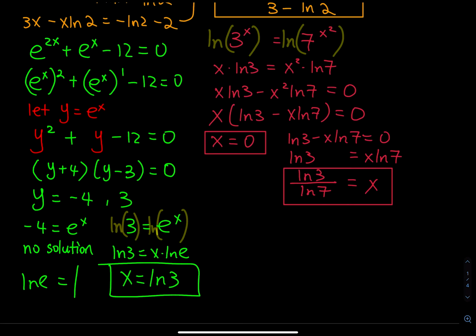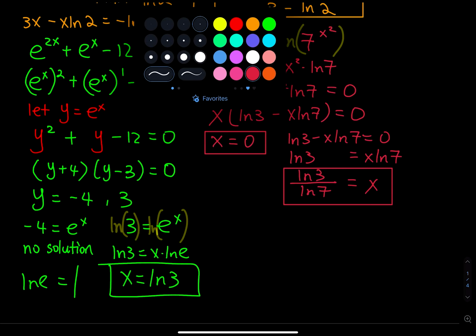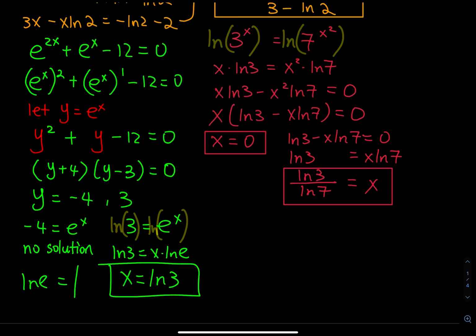Let's do the last one. The last one, what color should I use? Let's use blue. The last one is 14 divided by 3 minus e to the 2x equals 4. I need to get out of the fraction by multiplying the denominator on both sides. So we have 14 equals 4 times (3 minus e to the 2x).